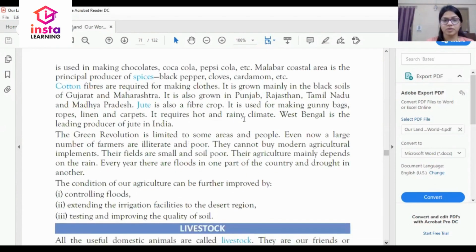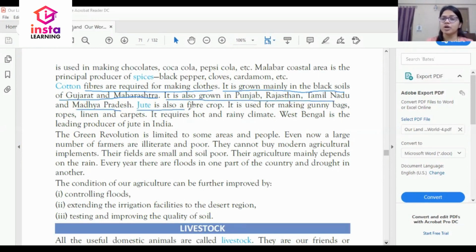So, the next one is cotton, which is again very important. Cotton fibers are required for making cloths. Cotton fiber का क्यों हमें जरूरत होती है? कपड़े बनाने के लिए. It is grown mainly in the black soil of Gujarat and Maharashtra. ये कहाँ पर पैदा होते हैं? मेनली गुजरात और महाराष्ट्र में. It is also grown in Punjab, Rajasthan, Tamil Nadu and Madhya Pradesh.